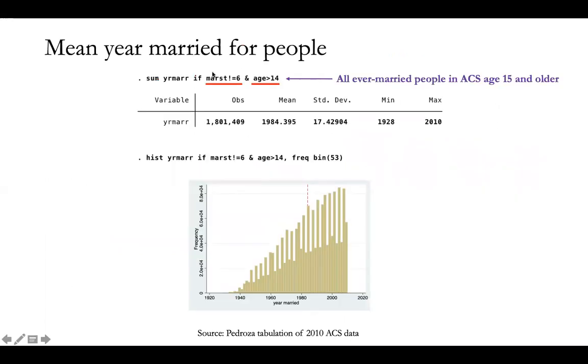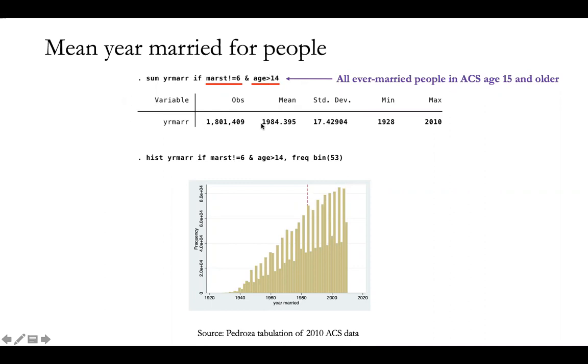What is the mean year that people got married, assuming that their marital status is not equal to 6, and 6 is single, and you're over age 14? What does this mean? We're interested only in people who have ever been married, so we're excluding the single people in the survey, and only if you're 15 or above.